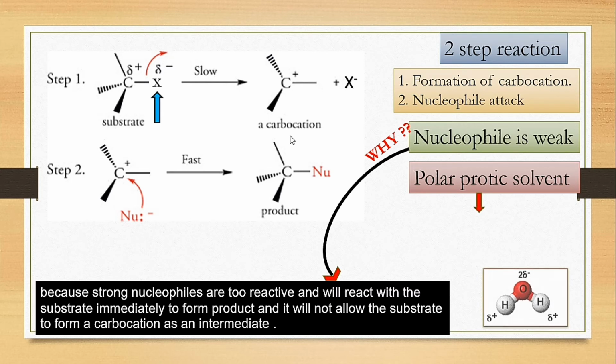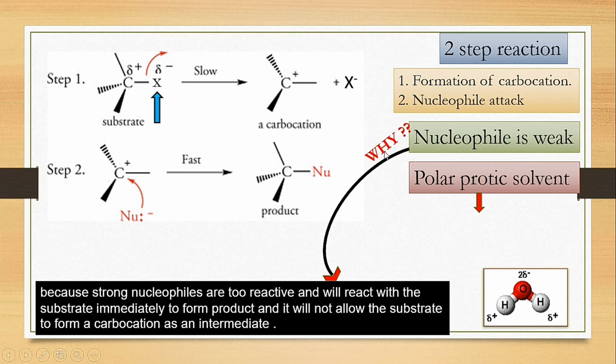For example, you can take water. You can see here on the oxygen atom partially negative charge is present, and on the hydrogen atoms partially positive charges are present. So this is polar protic solvent. So in SN1 reaction we use polar protic solvent. Why? Because this polar protic solvent actually helps to stabilize the carbocation.